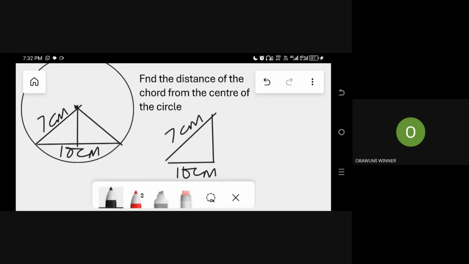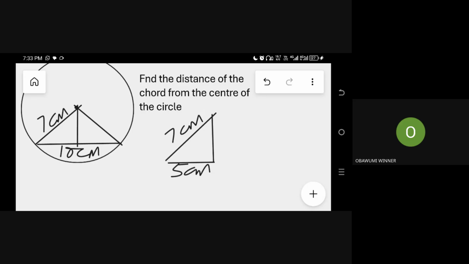Because we're taking half of it, or picking out half of it from the whole triangle. So it then means that at this bottom, instead of 10 centimeters, we should actually have 5 centimeters there. Remember, we're looking for the distance of the chord from the center of the circle, which is the vertical line that we have there. So what formula can we use when we're working on a right angled triangle and we have two lengths, and we're looking for one length? What method, what theorem can do this?